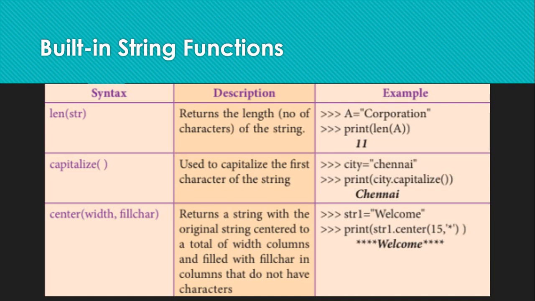Now look at that example there. A is equal to corporation. Print length of A means you count how many characters are there in that word corporation. 3, 6, 7, 8, 9, 10, 11. 11 characters are there. If there is a space, it is also taken into account as a character, and it will count the space as a character and print the total number of characters available in the string.